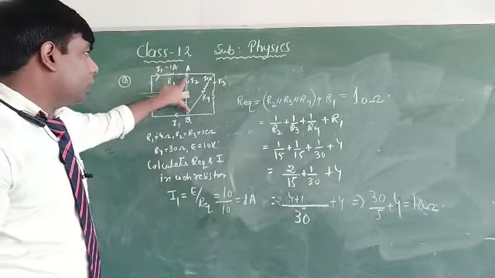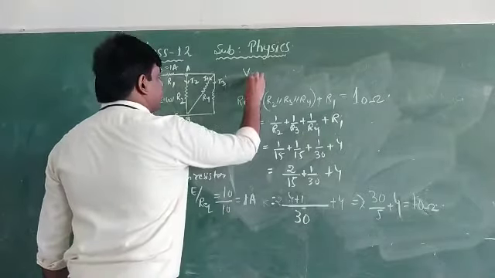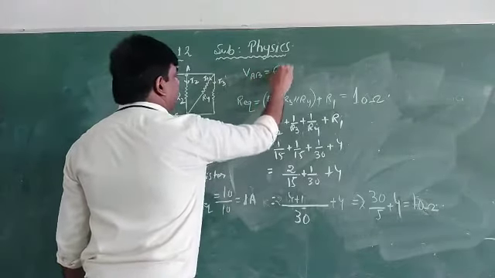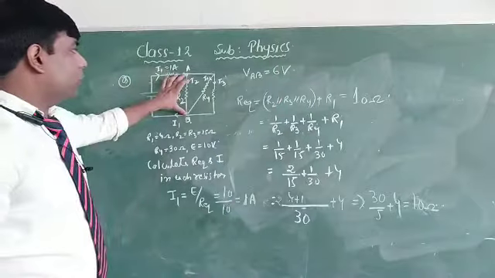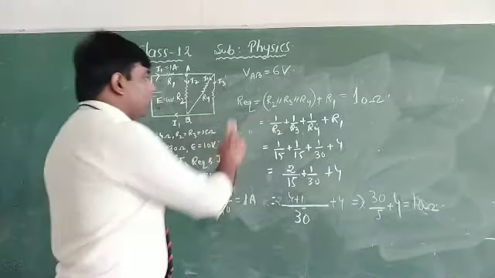So here how much voltage will be remaining? 6 volt. That is, see here also 6 volt, here also 6 volt, here also 6 volt. Why? Because they are in parallel. Right?